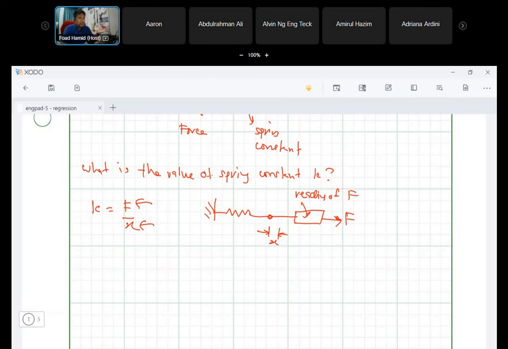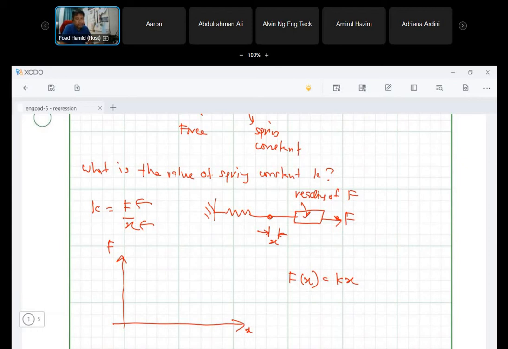So what we can do here, the simplest way to do this, is because we know that F is K times X. So this is just like your line equation, right? Where this is your F and this is your X. And in this case, our force is dependent on our X.